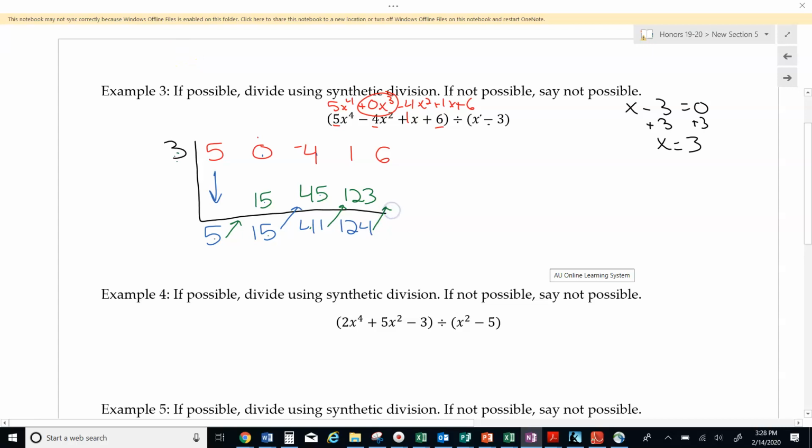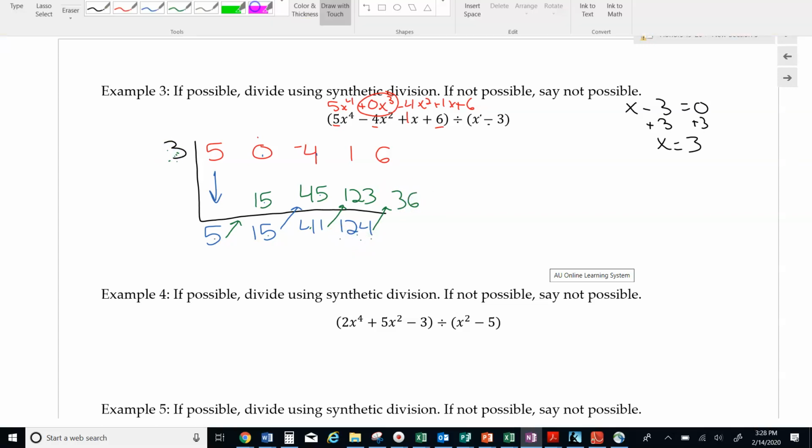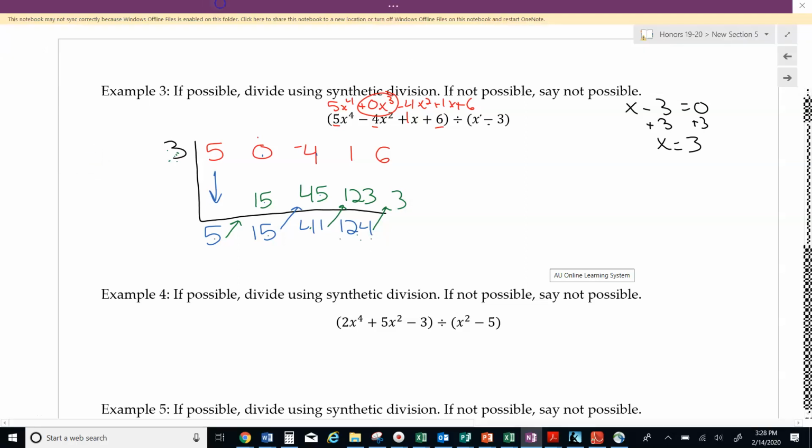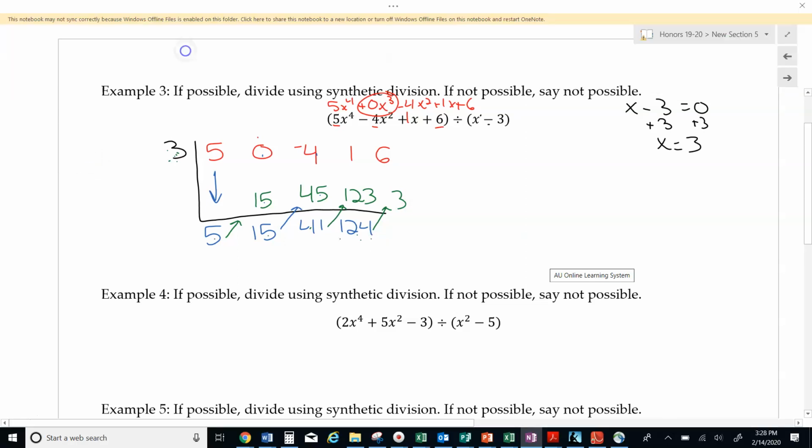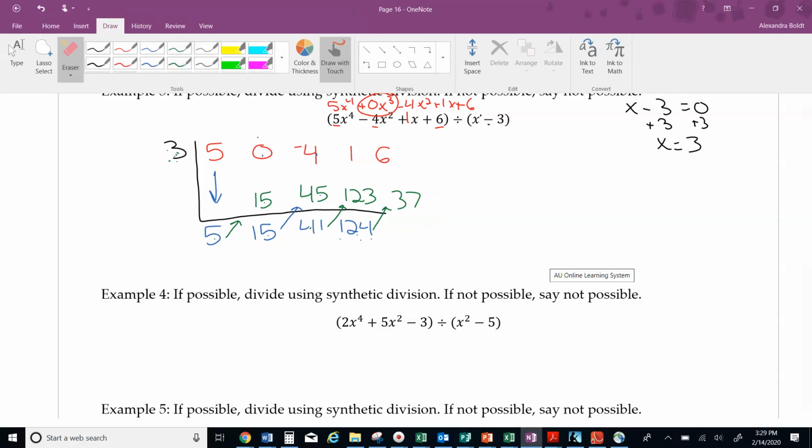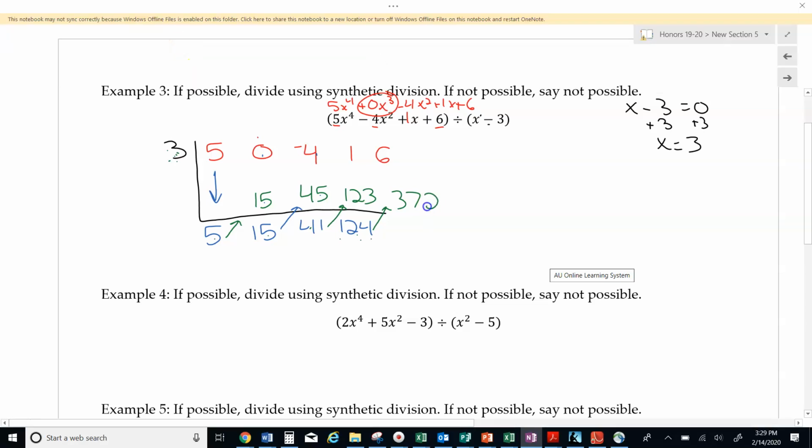And then we multiply 3 times 124. Well, 3 times 100 is 300. 3 times 20 is 60. And 3 times 4 is 12. Sorry, 372. If you really need a calculator, that's fine. I probably won't give you such big numbers on a test or a quiz. Then 6 plus 372 is 378. And that's our remainder.